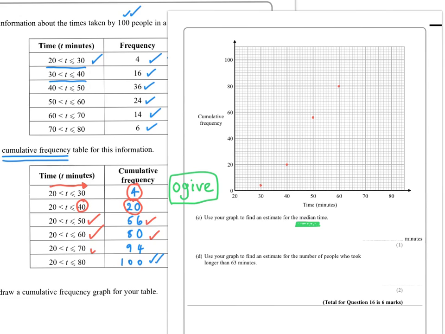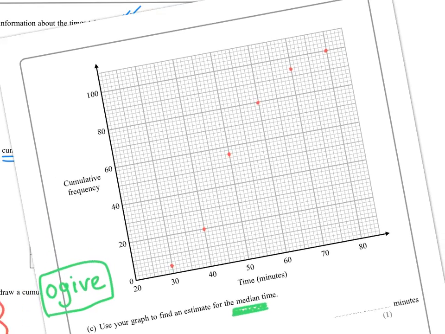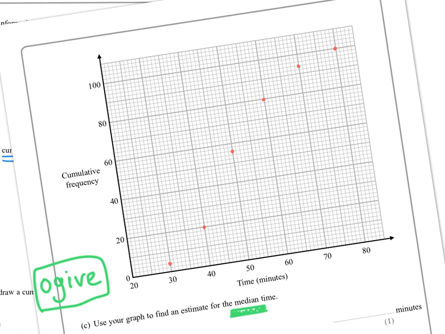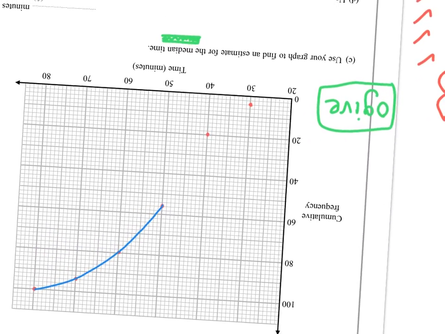And then 70, 94. And then 80, 100. Then let's have a look if I can manage this. Like I said to you, try and draw your smooth graph by drawing underneath the points. So let's try these bits first. So a steady hand. Okay, then I'm going to turn the page and complete these ones here.